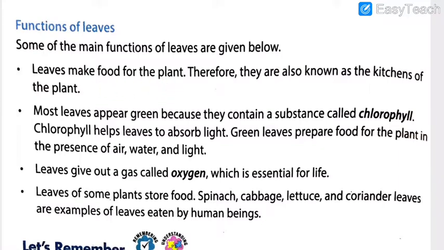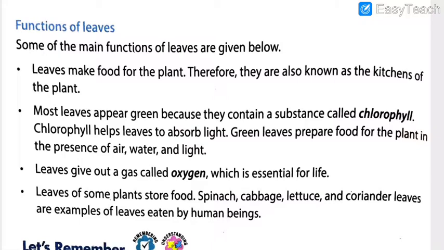Leaves make the food for the plant. Therefore, they are also known as the kitchen of the plant. This is even in general knowledge. Anyone can ask you who makes the food for the plant. Only green leaves can make the food with the help of the process of photosynthesis. So leaves are also called the kitchen of the plant.